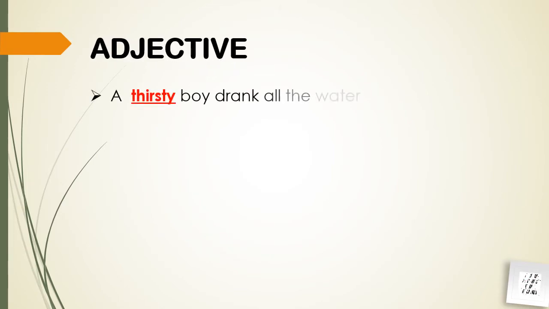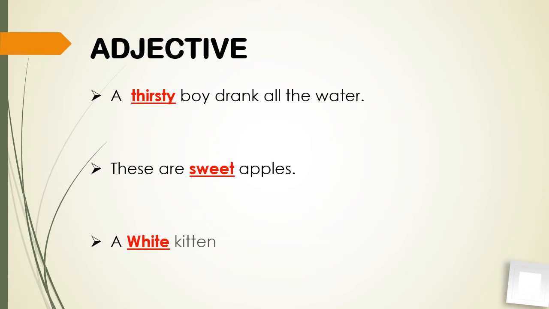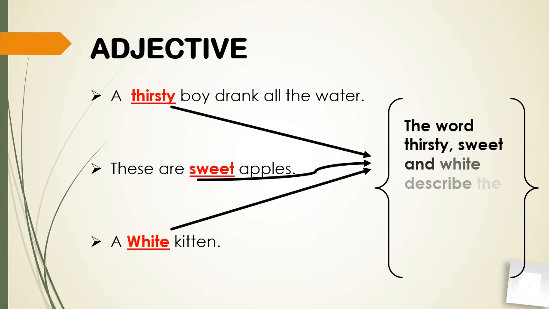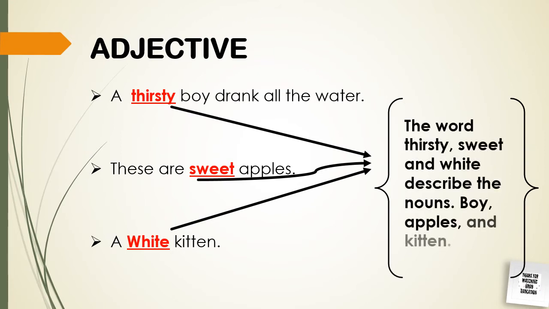A thirsty boy drank the water. These are sweet apples. A white kitten. The words thirsty, sweet, and white describe the nouns boy, apples, and kitten.